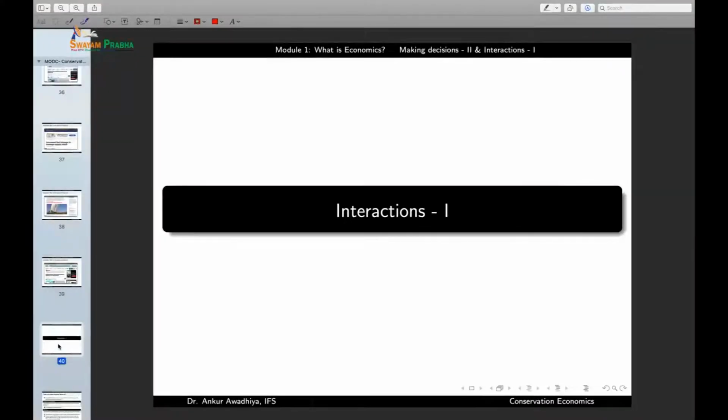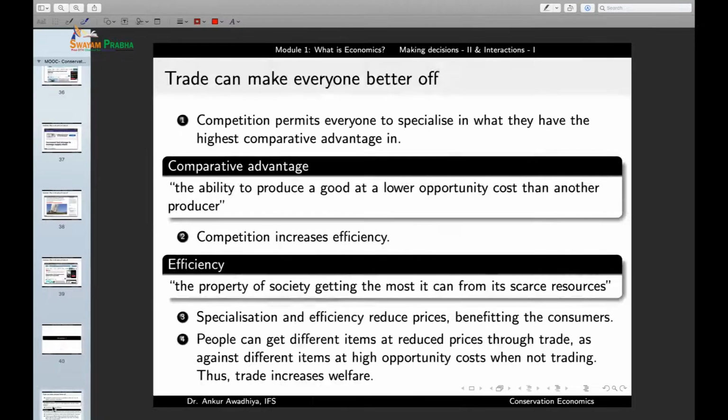Now let us look at interactions in the society. Now the first thing that we can discern from interactions is that trade can make everyone better off. Now what this says is that consider a society in which people do not trade. So everybody is trying to produce everything that he or she needs. So in this primitive society, suppose there is a person, so she would have to grow her own food crops. She would have to raise her own cattle to get meat and milk.